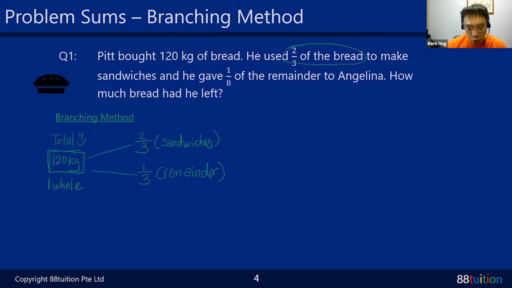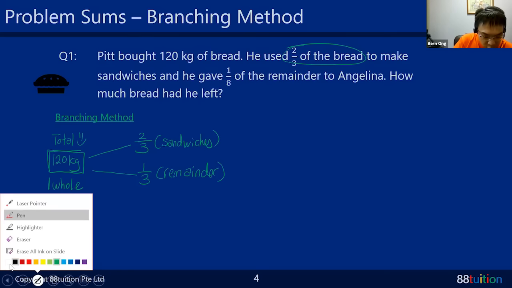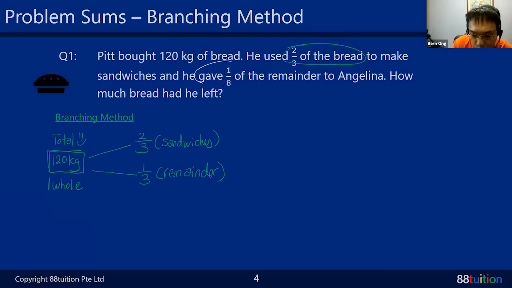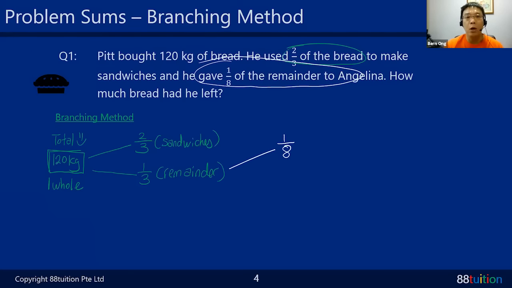So look at the next statement. The next statement is talking about what? He gave 1/8 of the remainder. Where does this 1/8 come from? This 1/8 comes from the remainder branch. So down here, branch out again, 1/8. The 1/8 must come out from the remainder branch, and this 1/8 is given to Angelina.